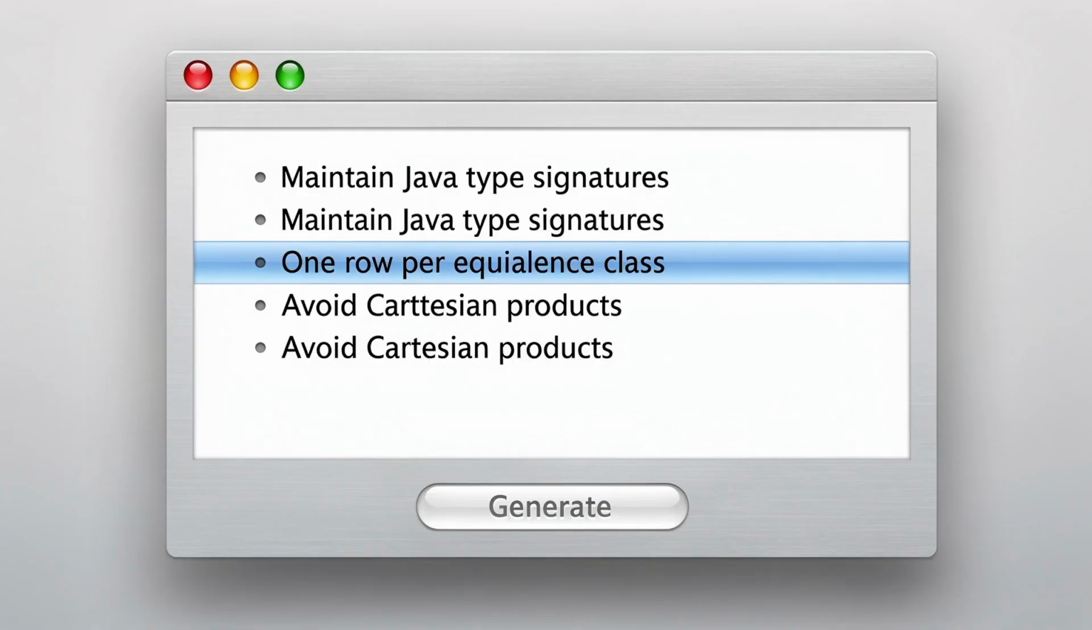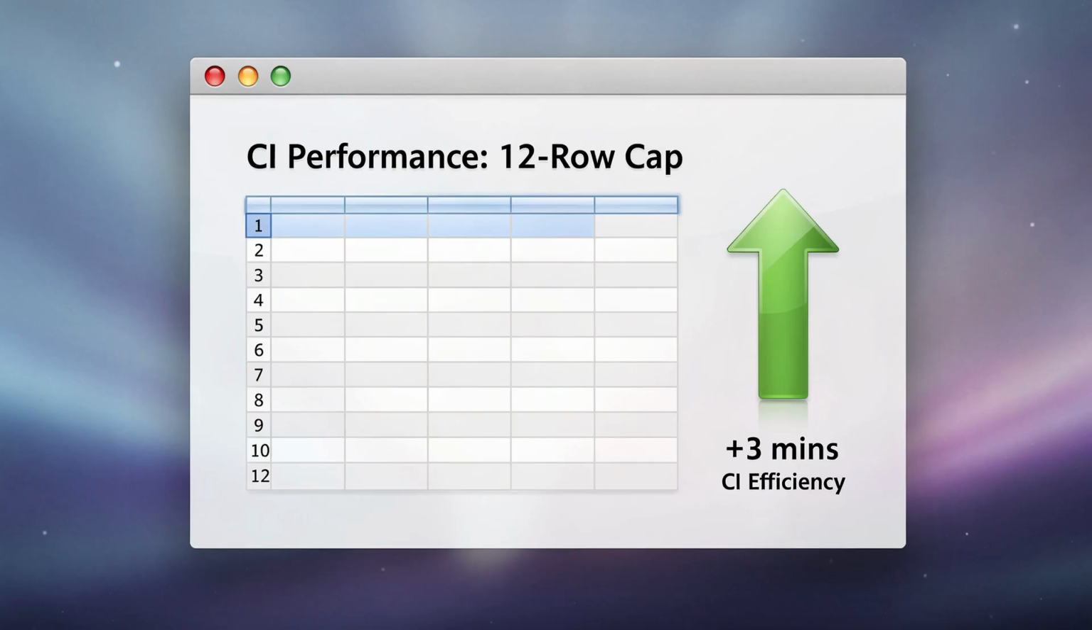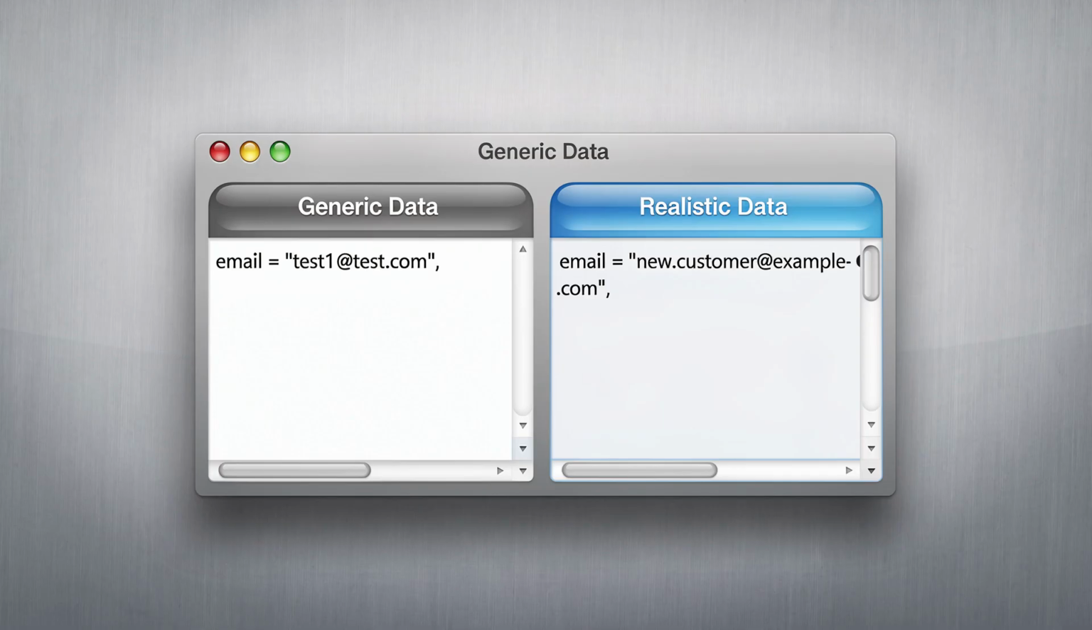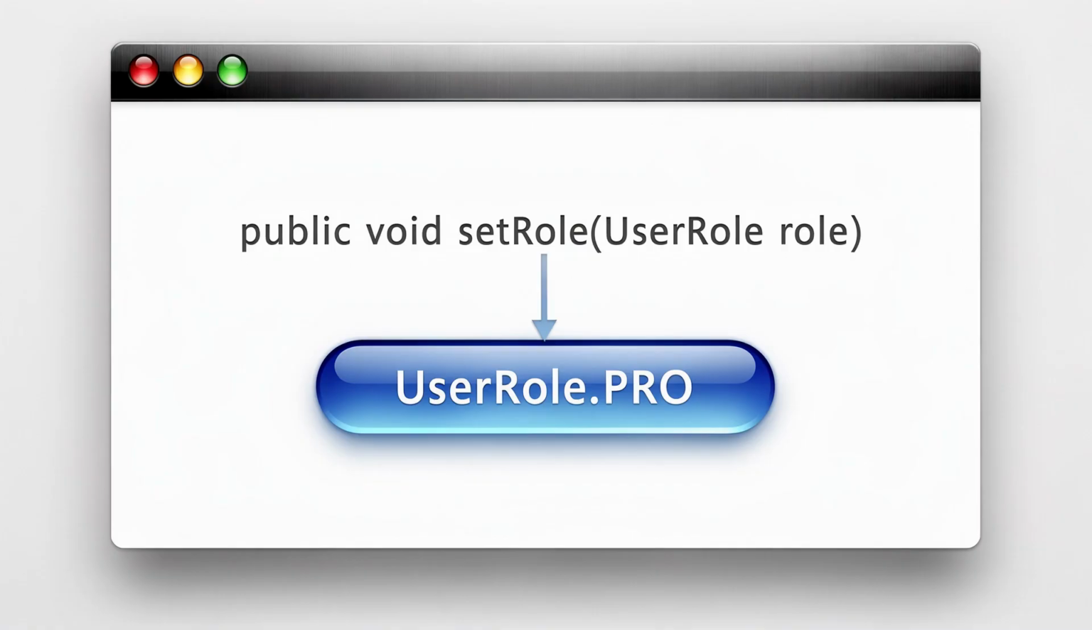Meaningful combinations, not exhaustive ones. It produces methods via Claude Sonnet. The most important constraint: 1 row per equivalence class. This prevents Cartesian products and CI noise. A 12-row cap keeps CI runs fast. Beyond 12, we split into separate named providers, engineering over arbitrary numbers. Realistic test data like new.customer@example.com communicates intent. It makes failure reports readable. Parameter types must match exactly. Passing the type signature into the prompt prevents compilation failures.